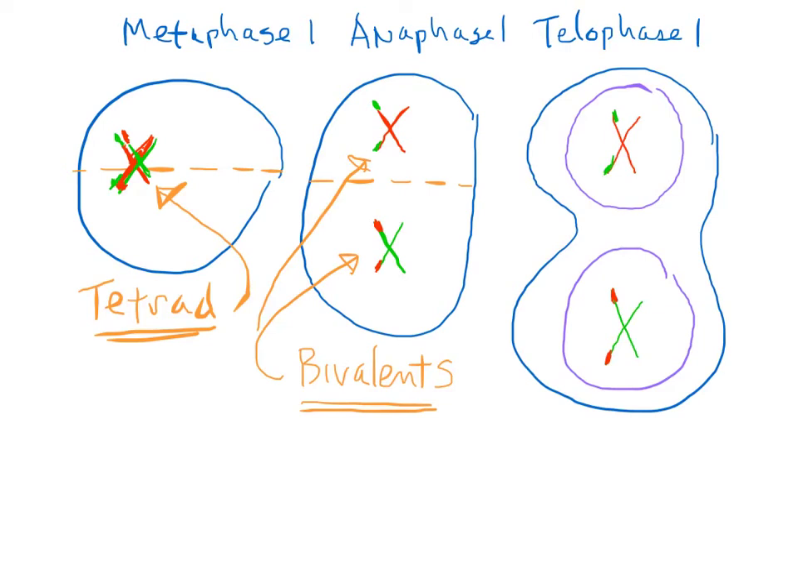So there's a bivalent, and there's the other bivalent. And in telophase, the cell pinches in, as you can see. This is very much like mitosis. The nuclear membrane has reformed. The DNA is starting to stretch out and get long and skinny. Spindle fibers disappear, etc.